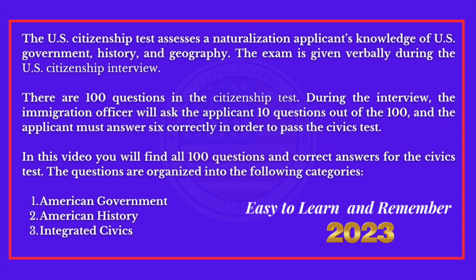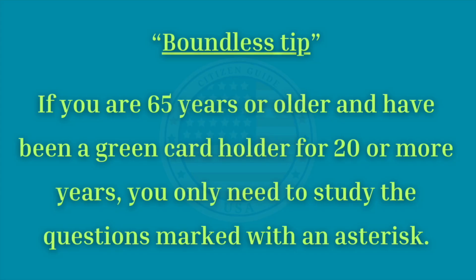The questions are organized into the following categories: American government, American history, integrated civics, easy to learn and remember. Boundless tip. If you are 65 years or older and have been a green card holder for 20 or more years, you only need to study the questions marked with an asterisk.